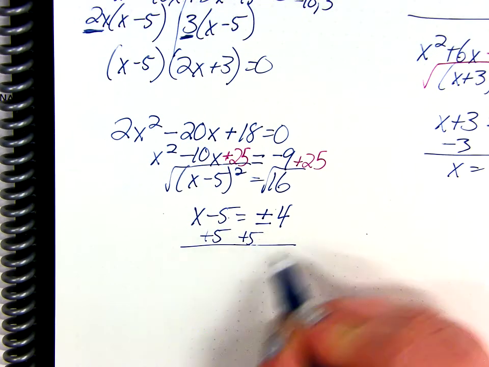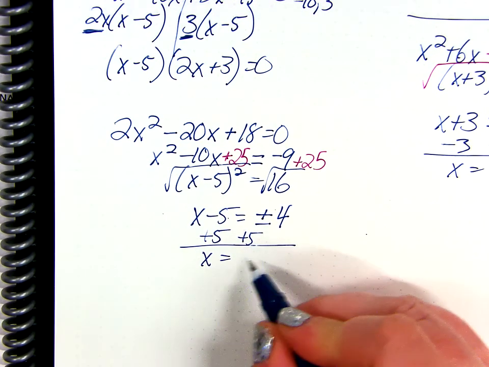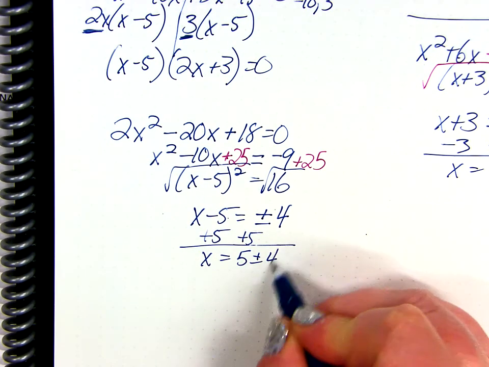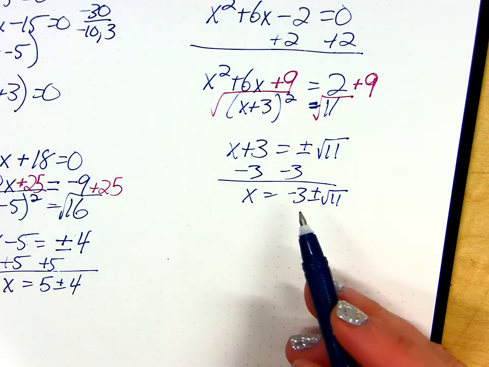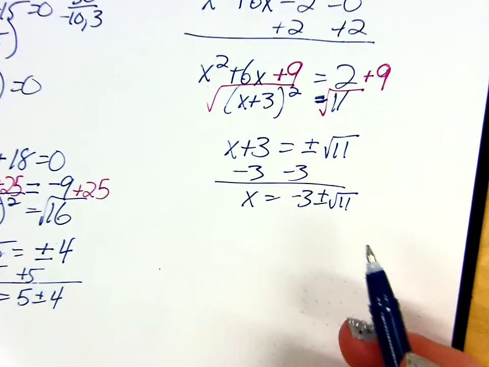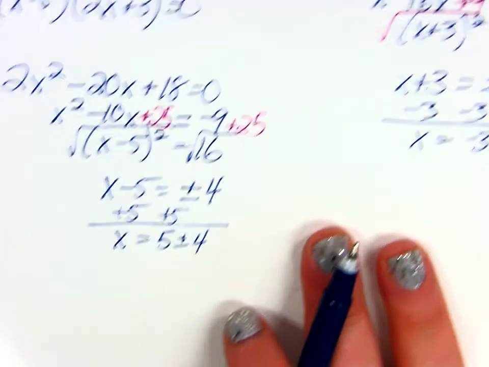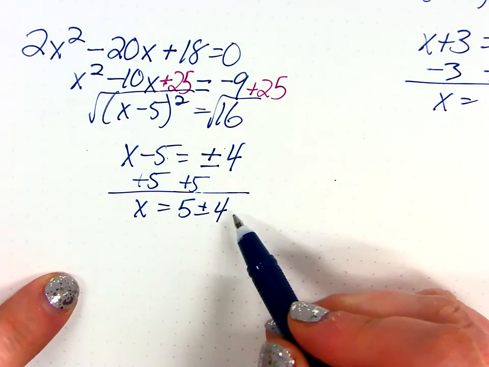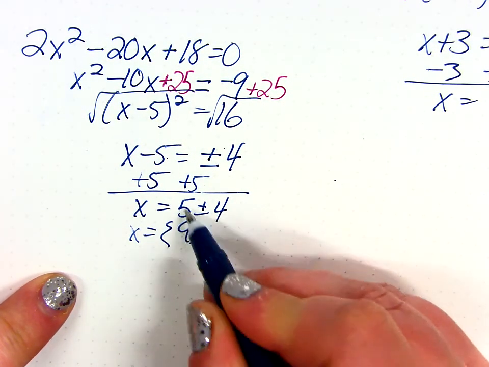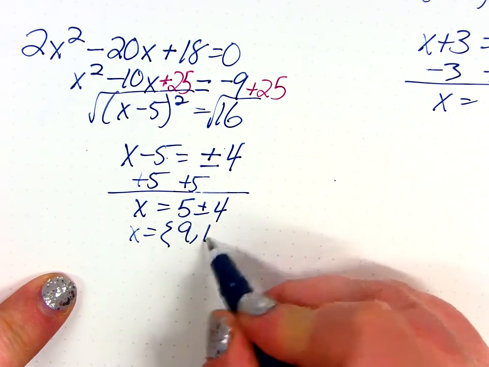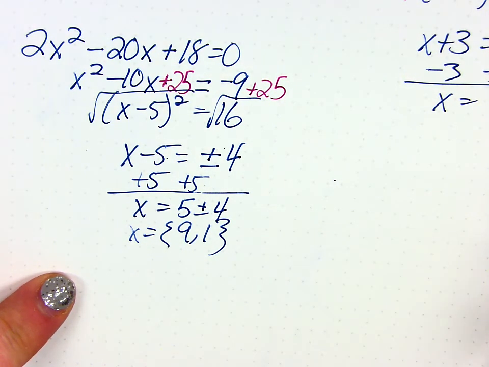So we'll add that 5. Shove it up there. Now, you're not going to leave an answer like this, because you could do that, right? In the last example, I can't do negative 3 plus the square root of 11 unless I'm going into decimal form. But here, I can do 5 plus 4. So I get 9, and I can do 5 minus 4. I get that 1. So did everybody get 9 and 1 as your answers?